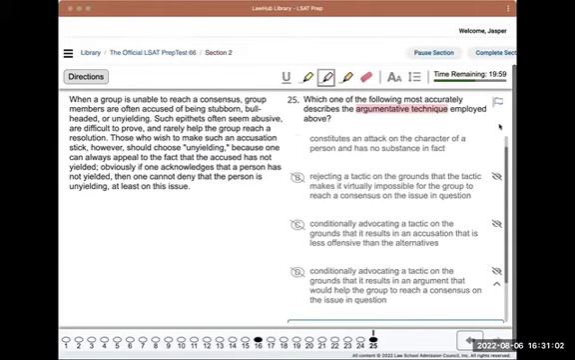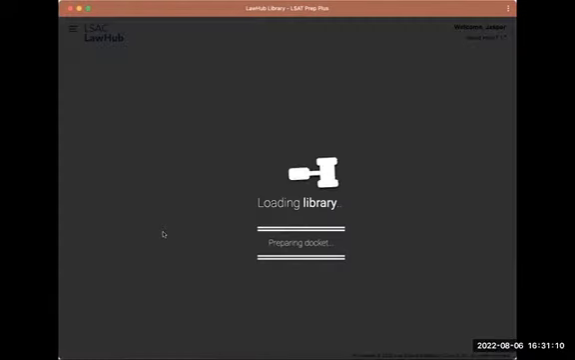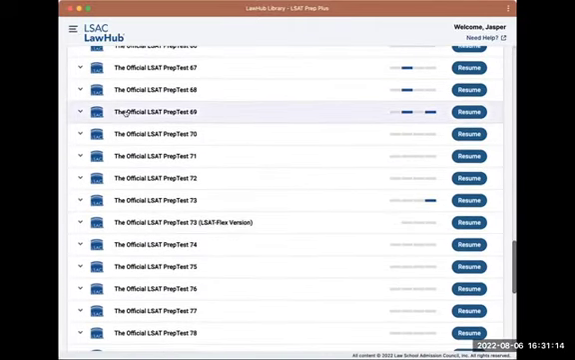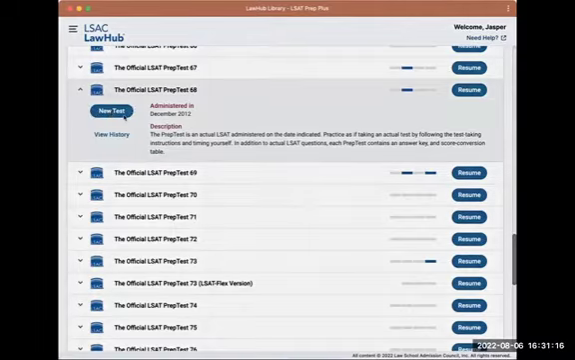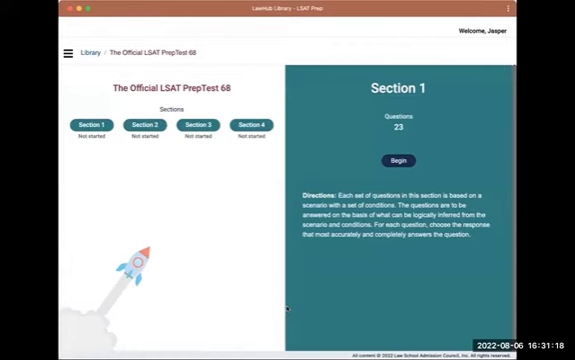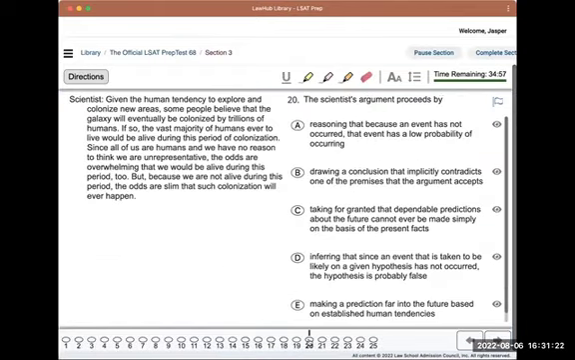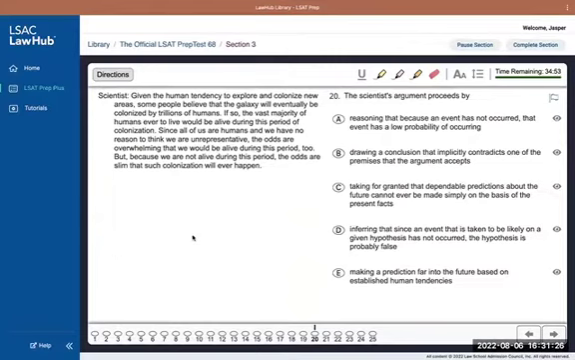Okay. 68, section 3, question 20. Okay, another method of reasoning question.